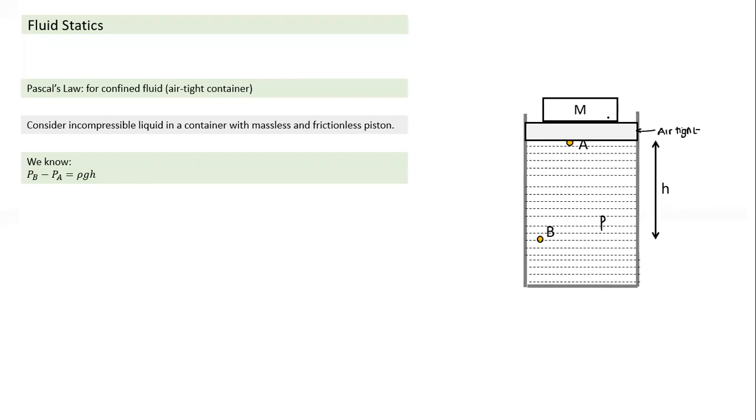Now what we do is place some weight here. I placed a block of mass M here. The liquid is incompressible. Had it been air, the piston would have moved down. But since the liquid is incompressible, there is practically no change in the position of the piston. Now the piston is again in equilibrium, so let's see what forces need to act.